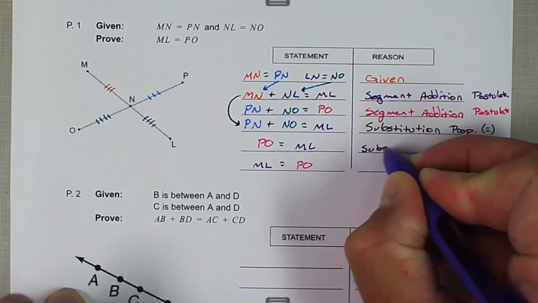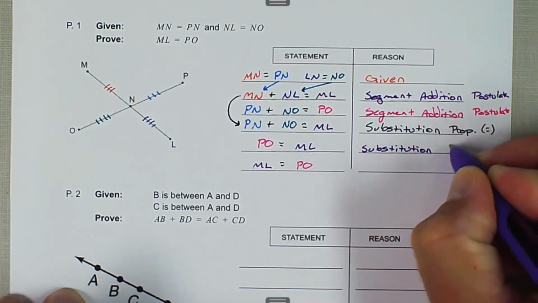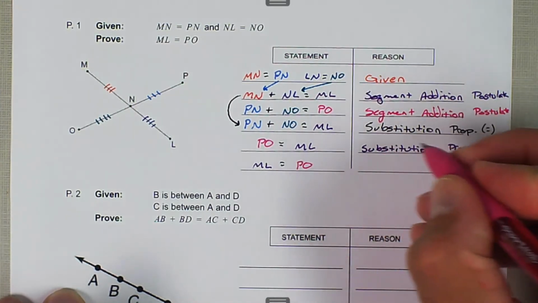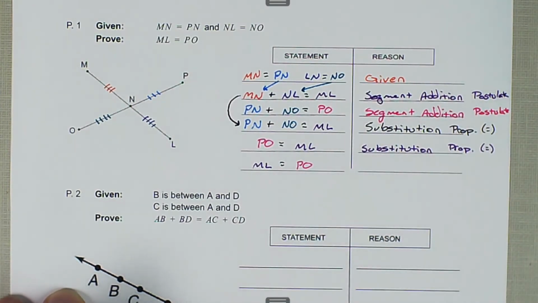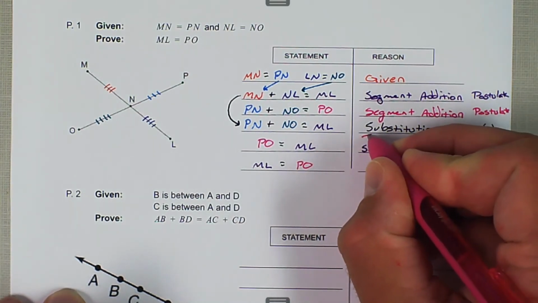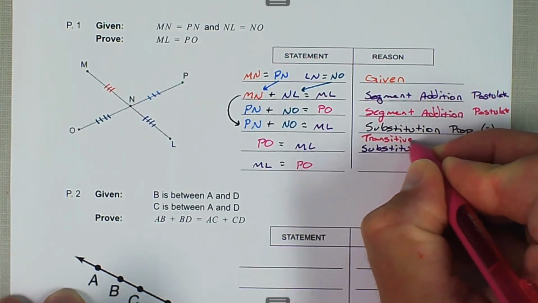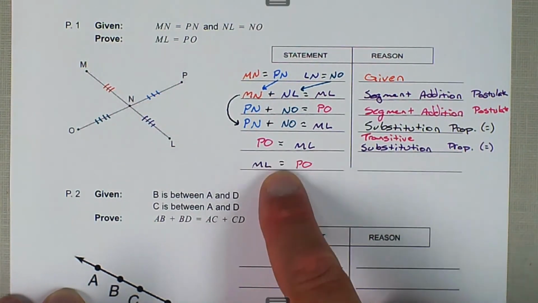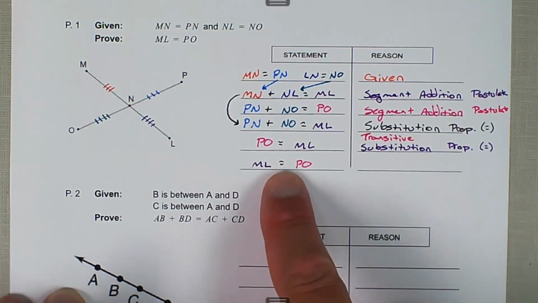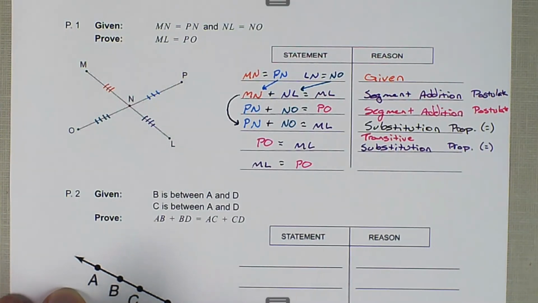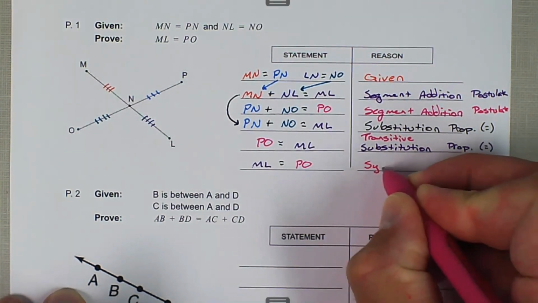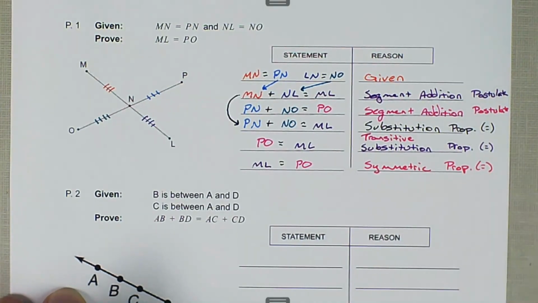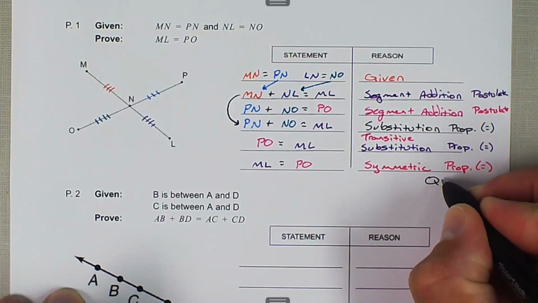So I'll write that substitution. Or also would be acceptable if you said the transitive property of equality. And now if we go from this step here to the last one, PO and ML, they just switch sides. And so in that case, we would call this the symmetric property of equality. And then we get our proof all done. And then we finish it up by saying QED.